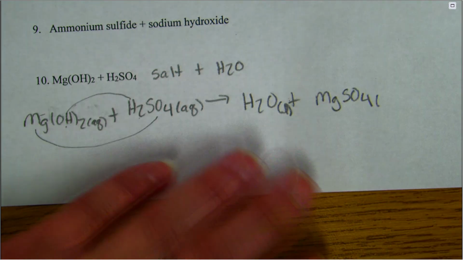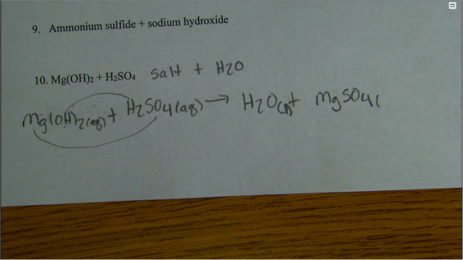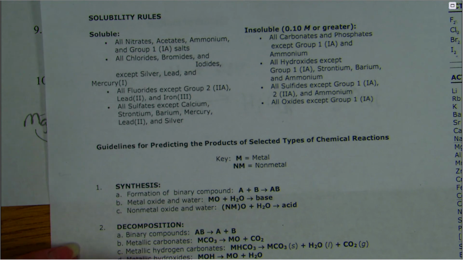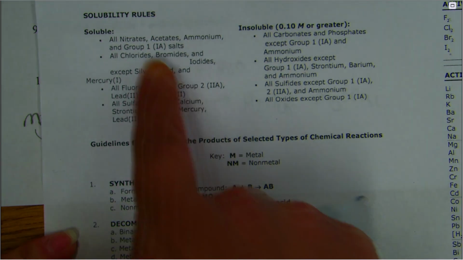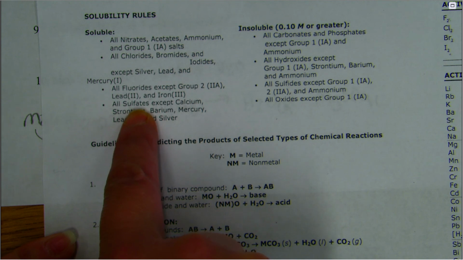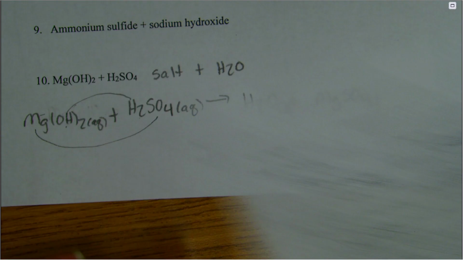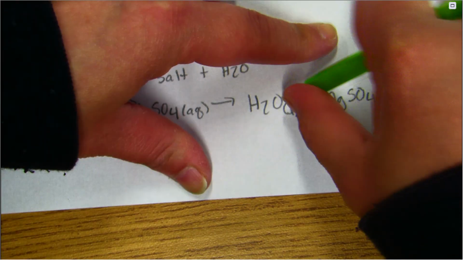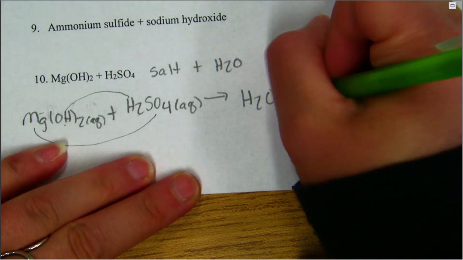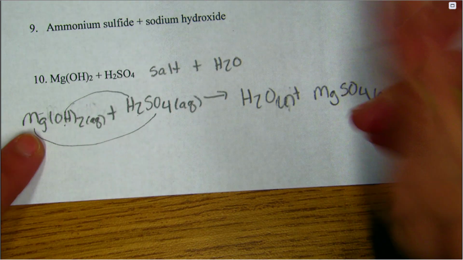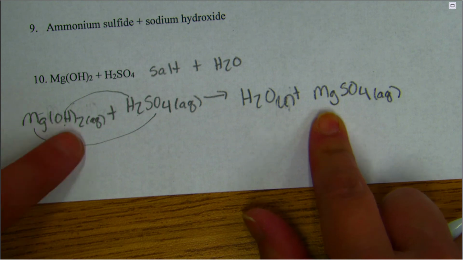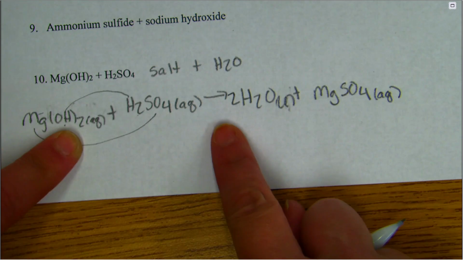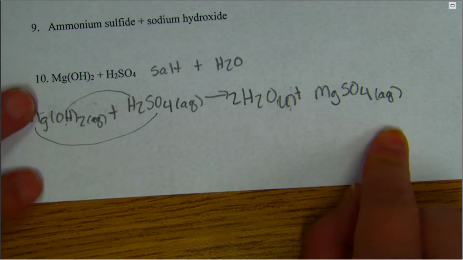And this magnesium sulfate is going to be, if we were to look at our solubility rules, all sulfates are soluble. Magnesium is not an exception. So this is going to be aqueous. All right, so now we need to balance our equation. I have 1 magnesium on each side. I have 4 hydrogens. So if I put a 2 in front and then my oxygens, all right, everything balances at this point.